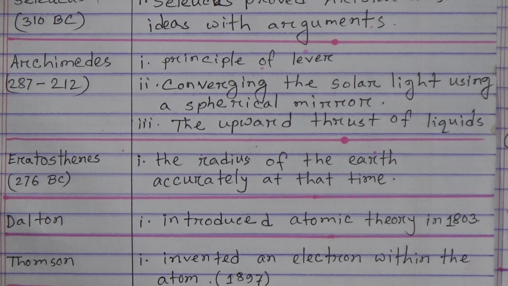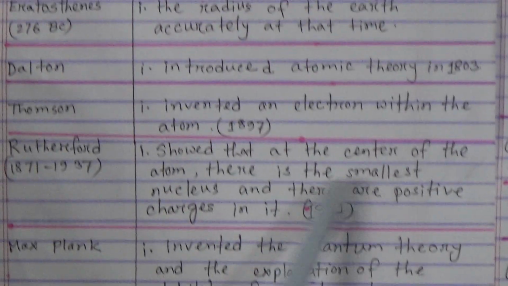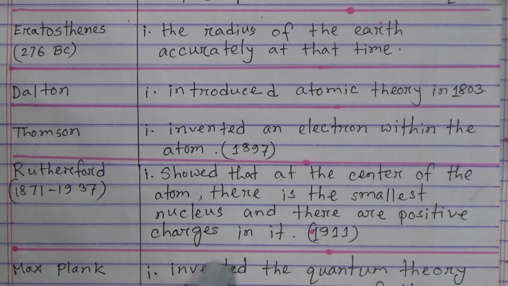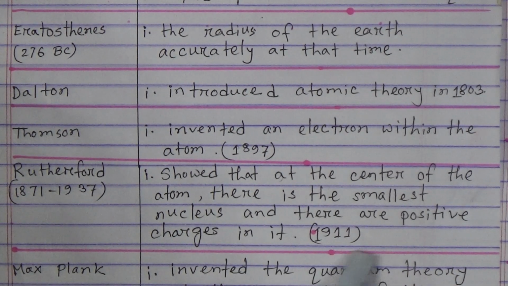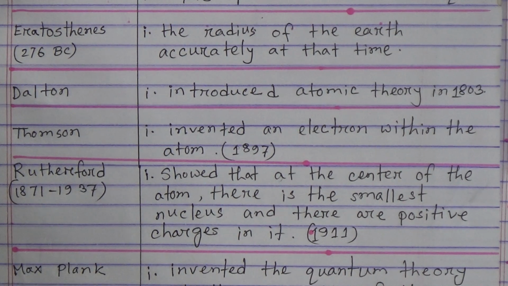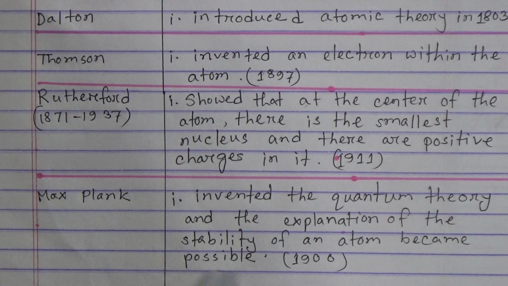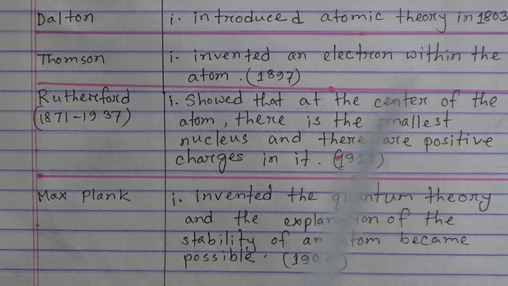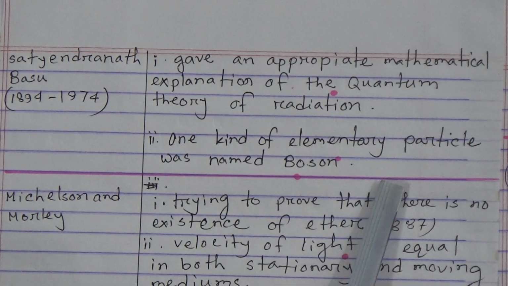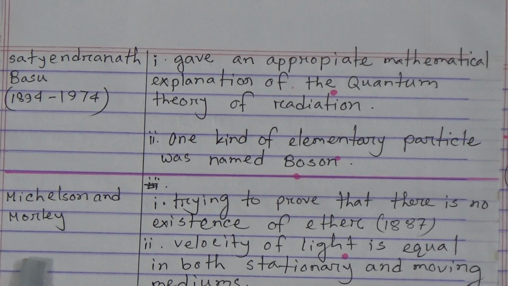Scientist Rutherford showed that at the center of the atom there is the smallest nucleus with positive charges in it, in 1911. Max Planck invented the quantum theory, and the explanation of the stability of an atom became possible in 1900. Now come to Satyendranath Basu. Satyendranath Basu gave an appropriate mathematical explanation of the quantum theory of radiation, and one kind of elementary particle was named boson.